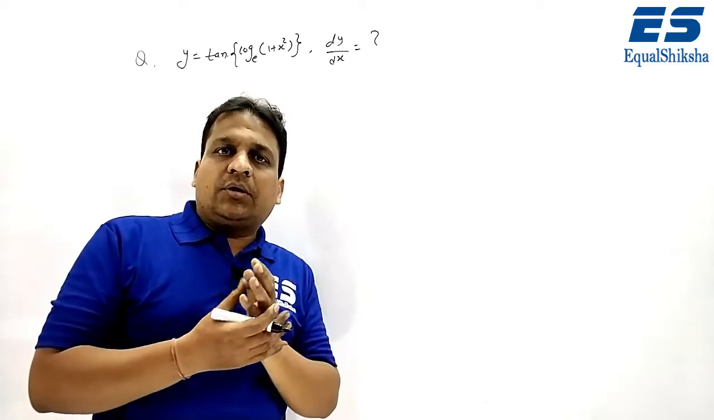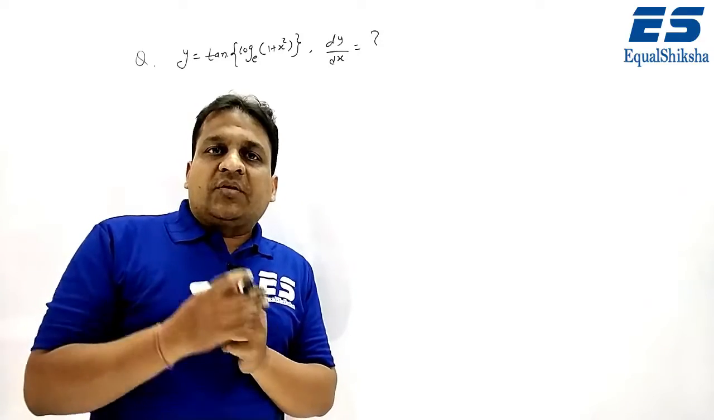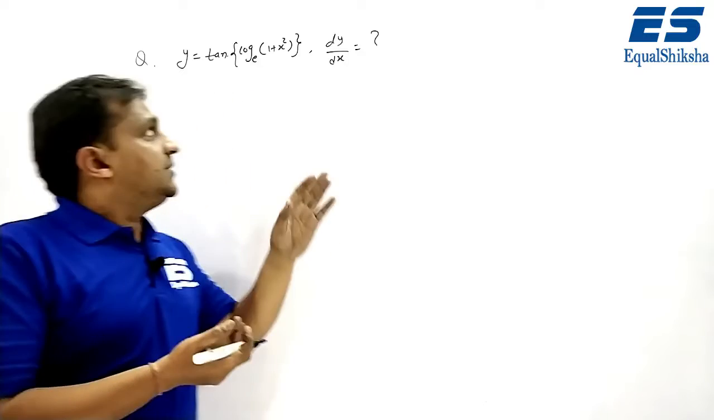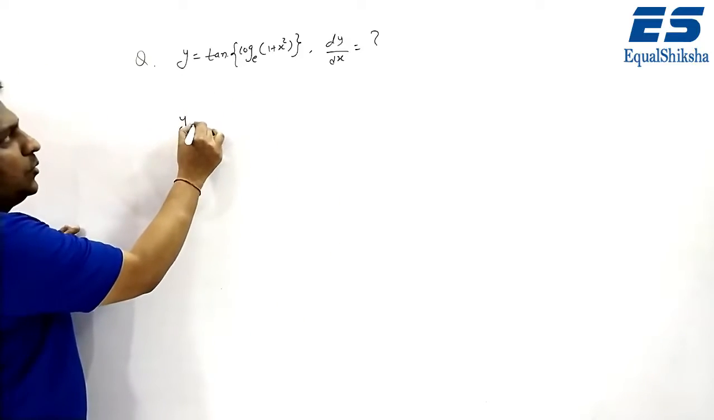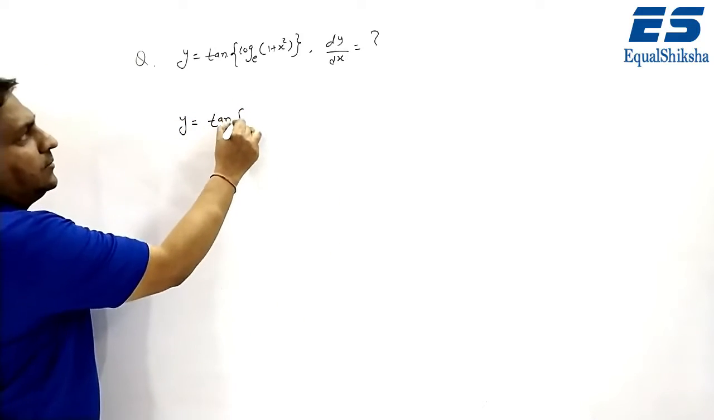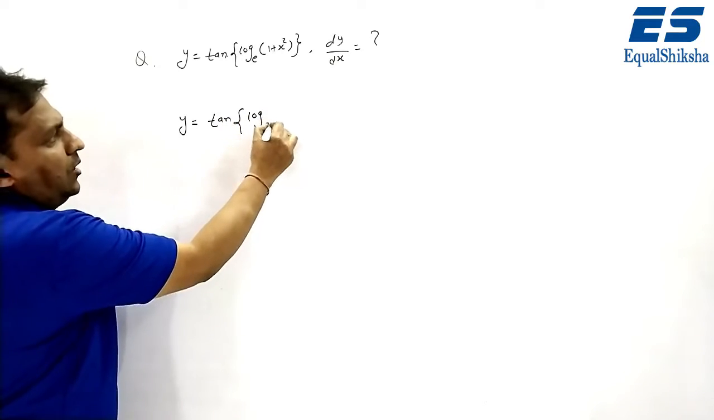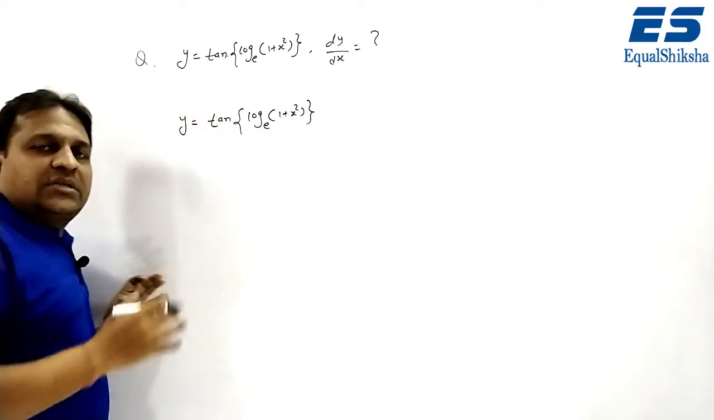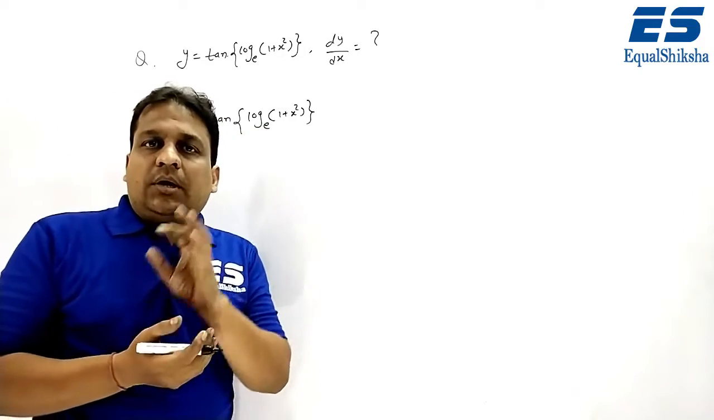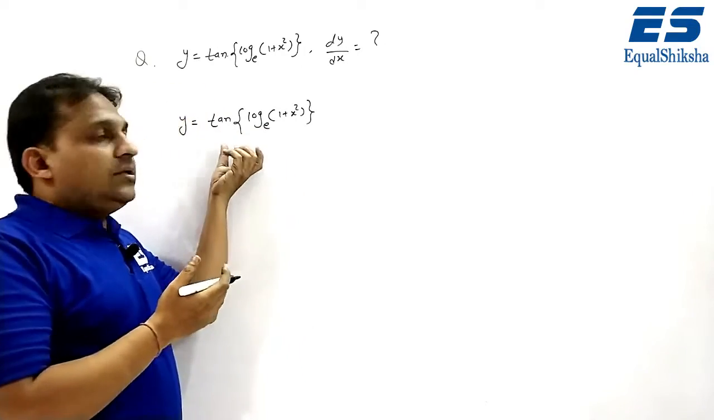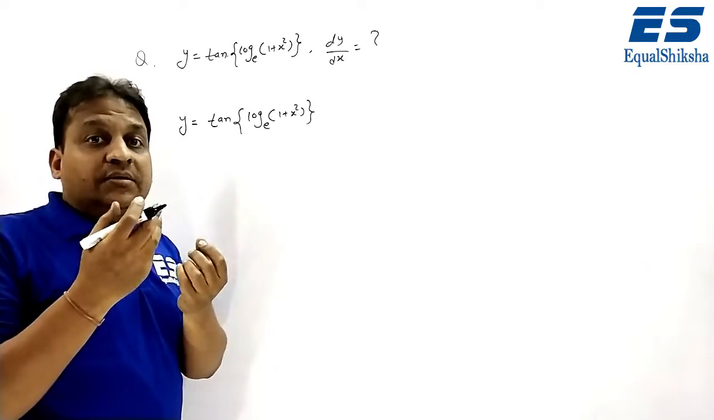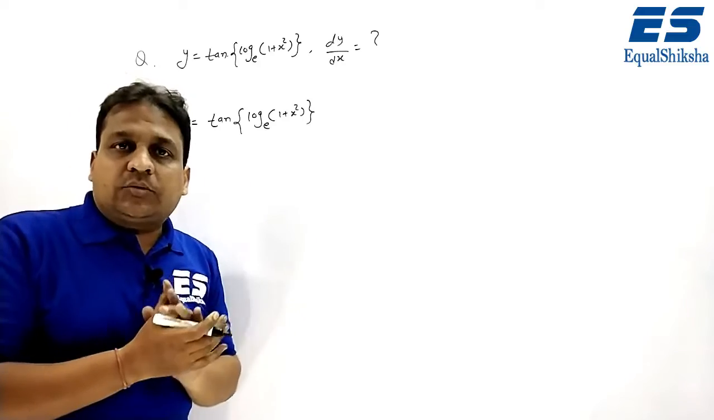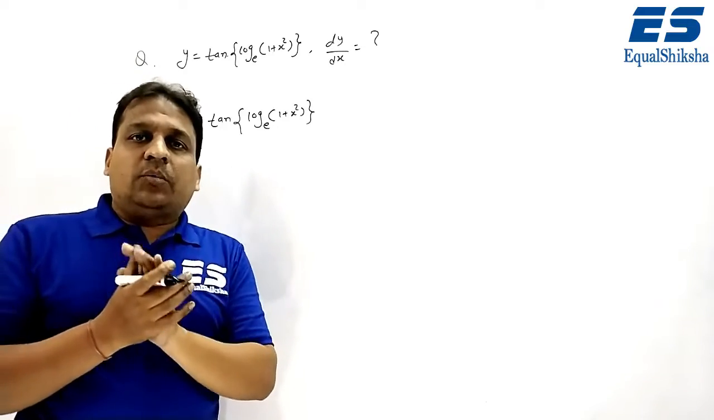Students, now we are taking one more question on function of function, how we solve differentiation of a function. And the example is y equals to tan log of 1 plus x square. For solving this type of question, first we have to count the number of functions, because there is no standard function here. Tan x is a standard function, but here it is tan log 1 plus x square. So first we have to count the number of functions.